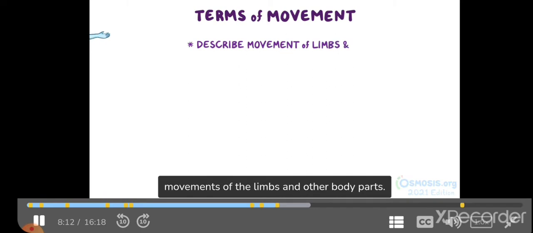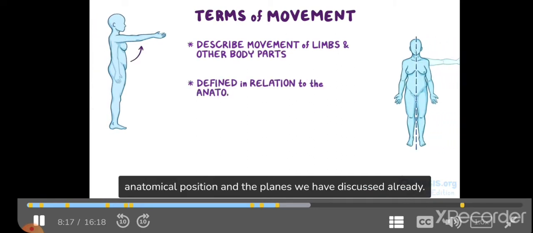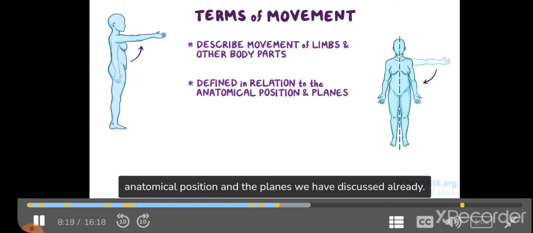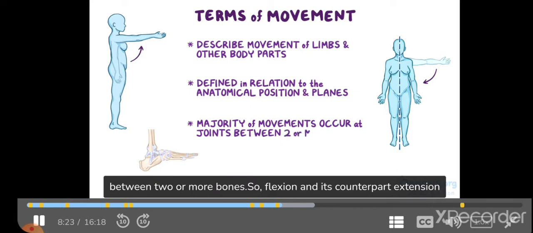Now, there are also various terms used to describe the movements of the limbs and other body parts. Most of these movements are defined in relation to the anatomical position in the planes we have discussed already. The majority of movements in the body occur at joints between 2 or more bones.